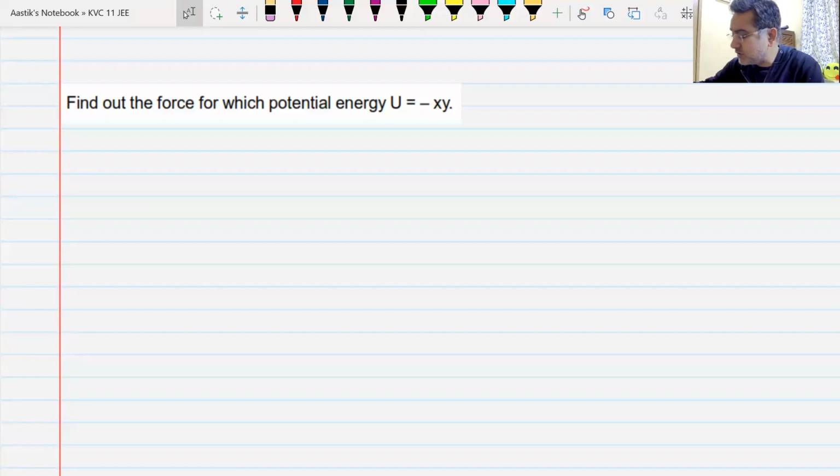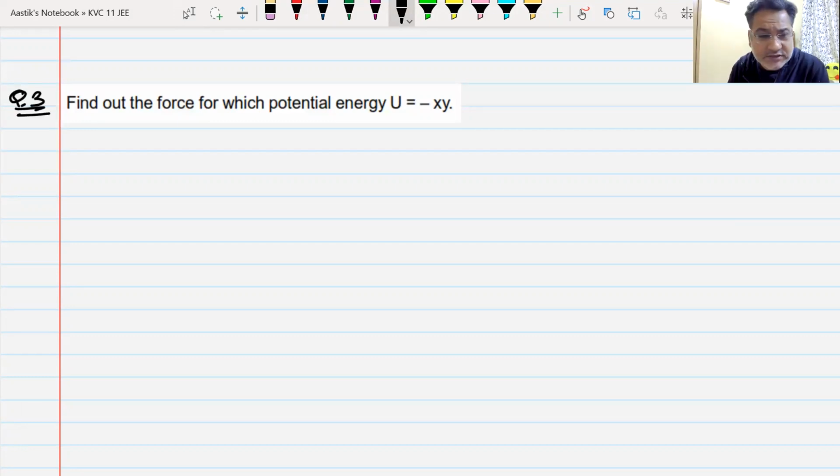This is question number 3. Find out the force for which the potential energy is given by U is minus xy. Again, I can make an energy function which is in x, y, and z. I will make it, don't worry. Right now, get me the answer for this. Yes, you know the answer already. Well done. Tell me the answer then.